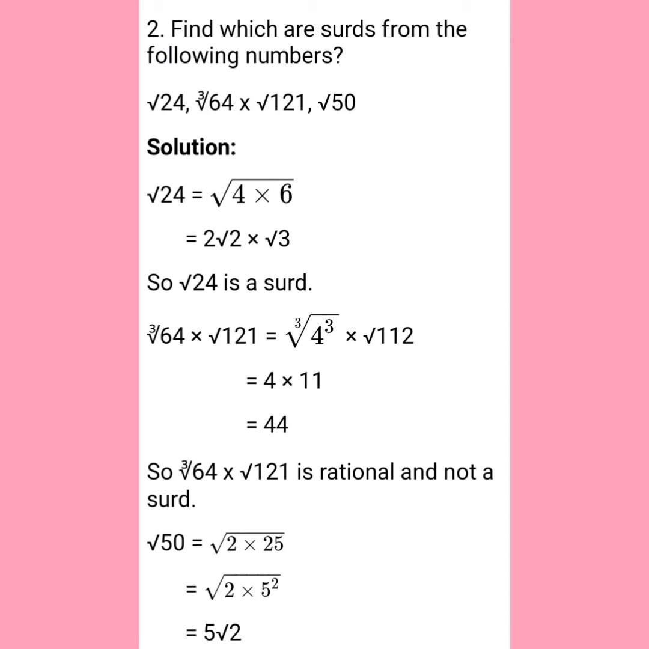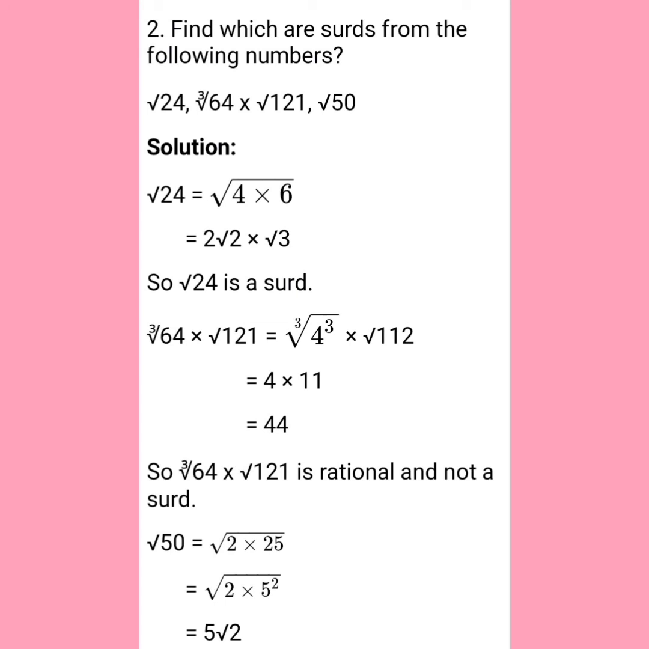Next we consider cube root of 64 into square root of 121. Cube root of 64 can be written as 4 power 3 under the cube root, into square root of 121. That is equal to 4 into 11, since square root of 121 is nothing but 11. So finally you get the value as 44. So cube root of 64 into square root of 121 is finally equal to 44, which is a rational number, and so it is not a surd.